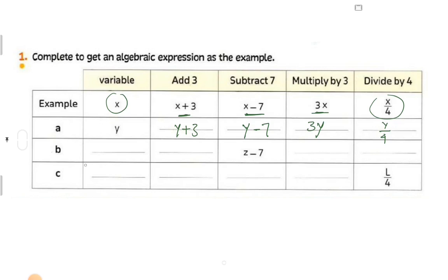B. I don't know what our variable is here, but we look here at z minus 7, so our variable will be z: z plus 3, z minus 7, 3z, here z over 4. Here we have L over 4, so our variable is L: L plus 3, L minus 7, 3L.